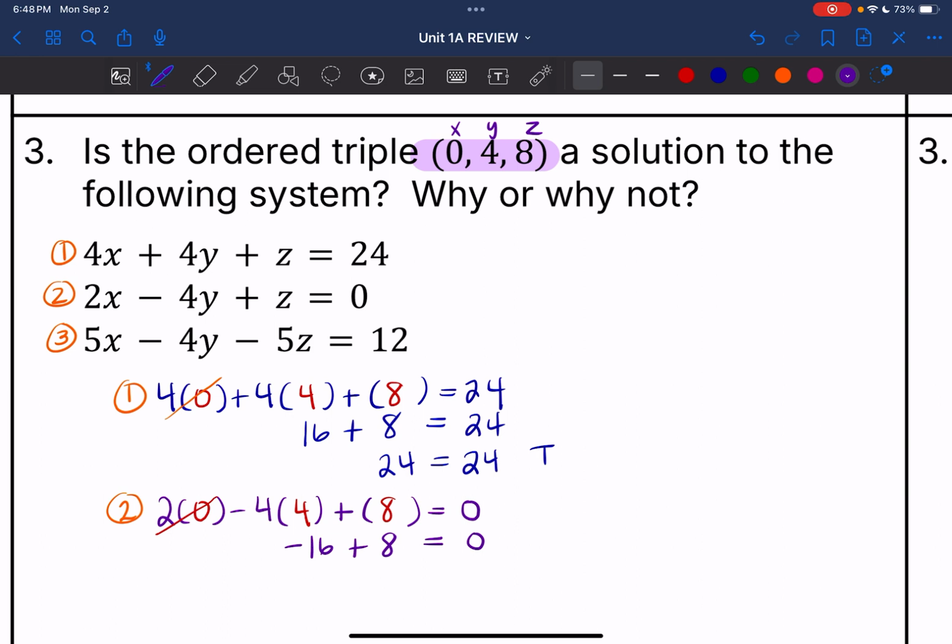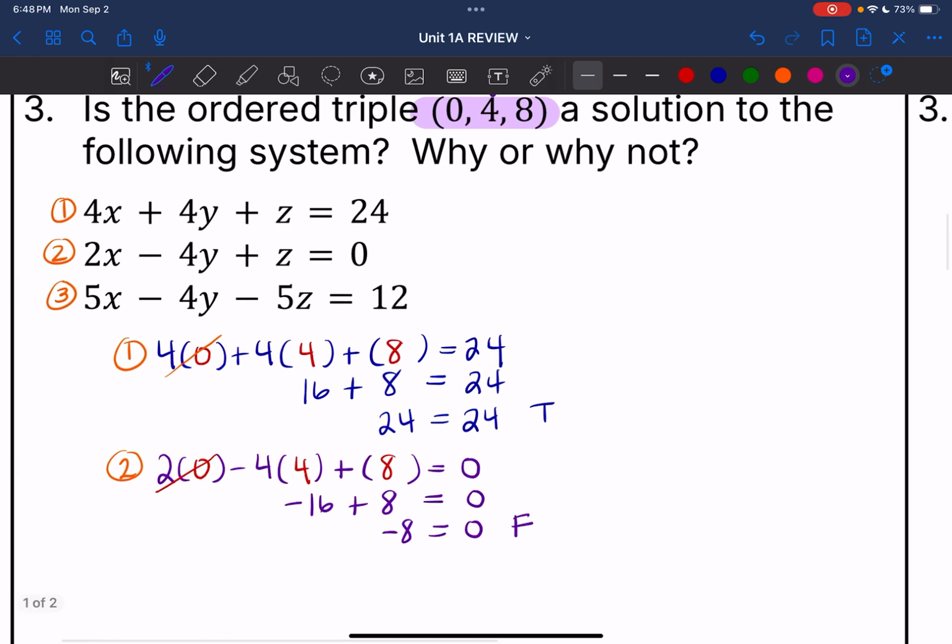So negative numbers, it's almost like subtracting. So 8 minus 16 would give me negative 8. And that's not true. Negative 8 is not equal to 0. They are 2 different numbers. So that is false. So if you super wanted to, you could do the third equation again. But at this point, why bother? As soon as one of them is false, then that means that that ordered triple is not a solution.